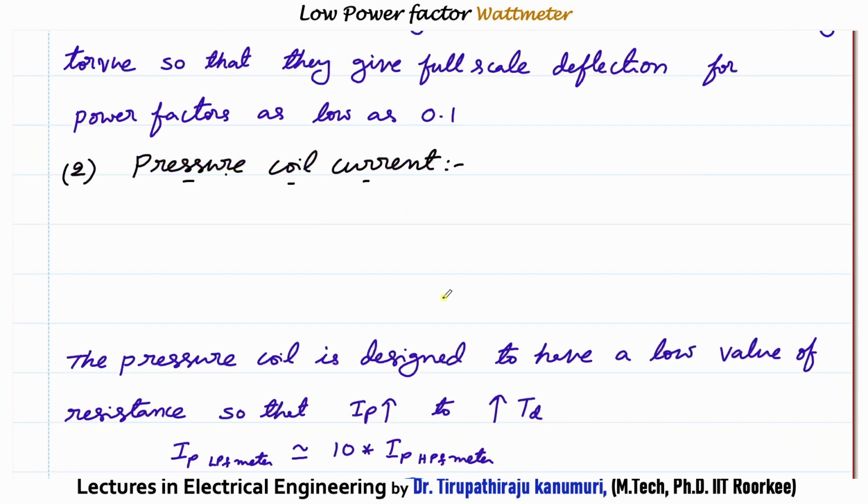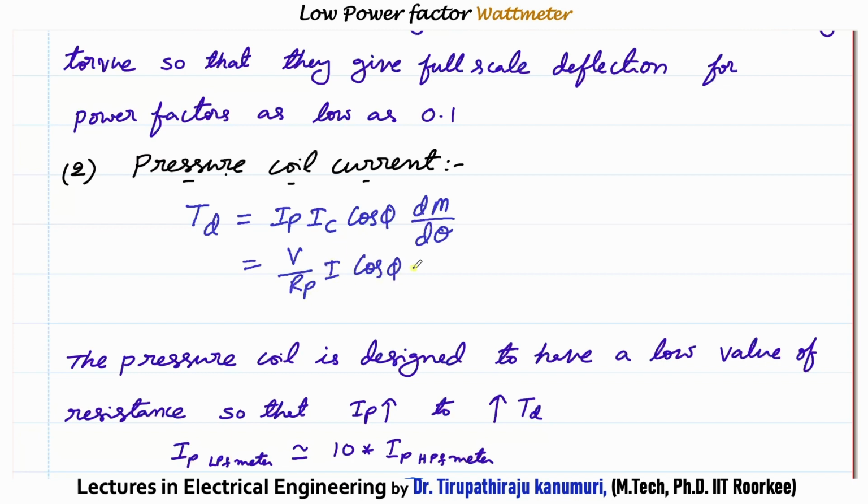Then coming to the pressure coil current. The pressure coil is actually designed to have a low value of resistance. So because of that, what happens? The pressure coil current will increase. Let us see in order to understand this. Let us take the equation of the TD. So TD we have taken as IP into IC into cos phi into dM by d theta. The value of this IP is nothing but V divided by RP. If you are taking the ideal case, this is V by RP into I into cos phi into dM by d theta. This is what we are getting.